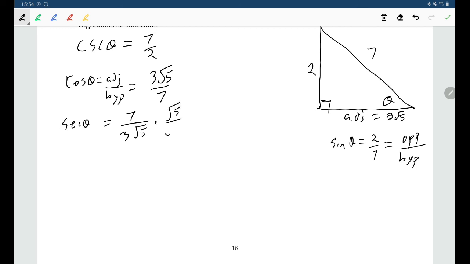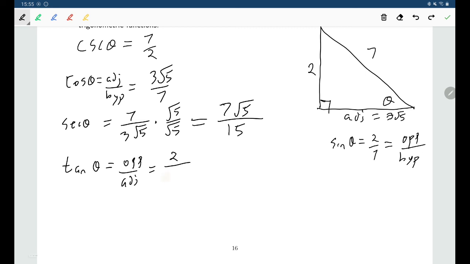And of course, we'll need to rationalize that denominator to give us 7 root 5 in the numerator and 3 times 5, or 15, in the denominator. So we've got now cosecant, cosine, secant. We just need tangent and cotangent, and then we are finished. Tangent is opposite over adjacent, which is 2 over 3 root of 5. We'll rationalize by multiplying top and bottom by root of 5. And that gives me 2 root 5 over 15.